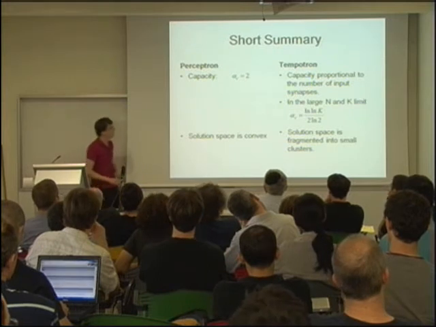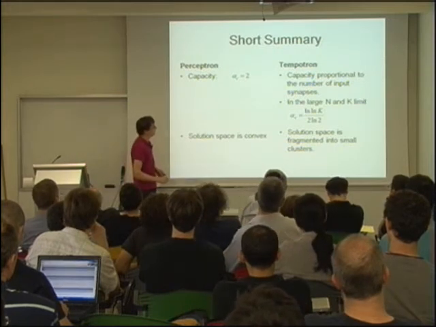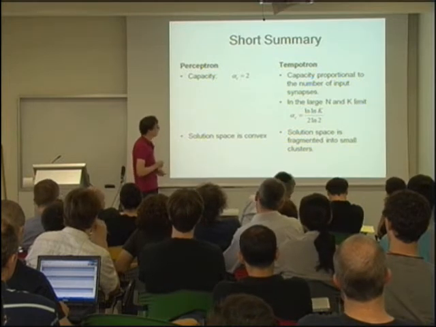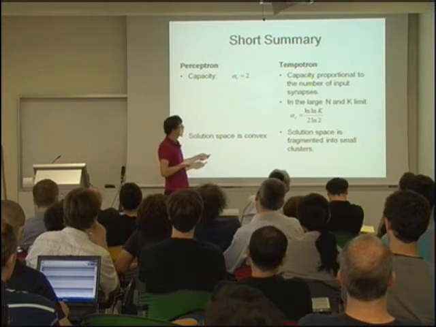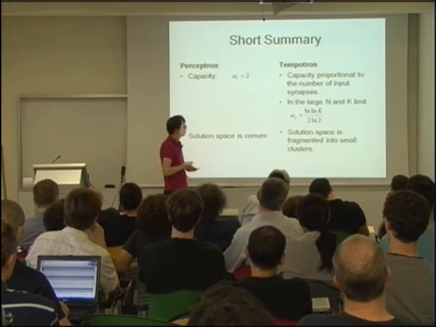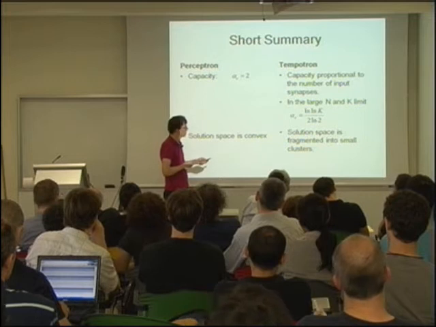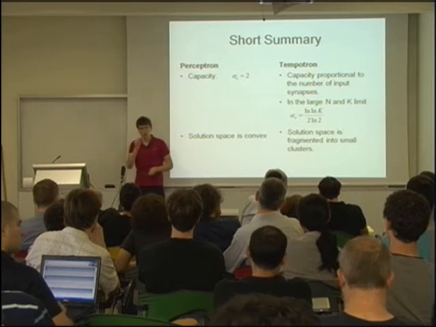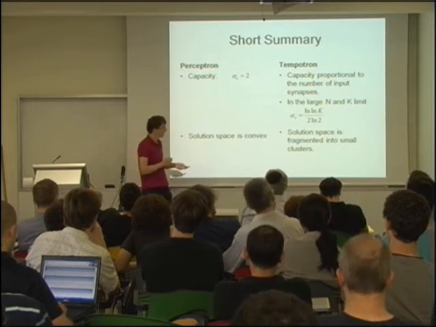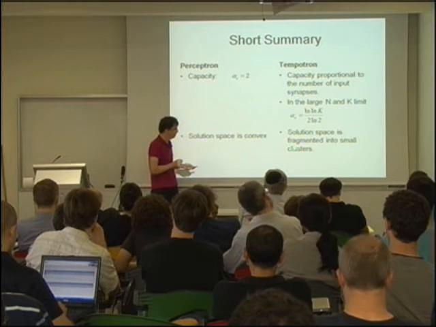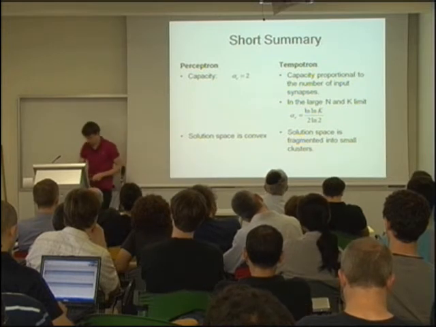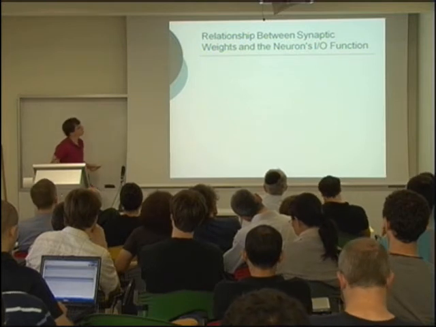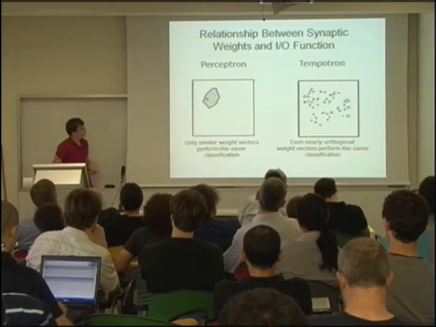So just to summarize quickly what we saw, this is the perceptron. We have the capacity is 2, and the solution is convex. And for the tempotron, we've shown that the capacity is proportional to the number of synapses, monotonically increases with k, and that the solution space is fragmented into small clusters. What I want to discuss now is the significance of this last result. This is the part about the relationship between synaptic weights and the neuron's input-output function.